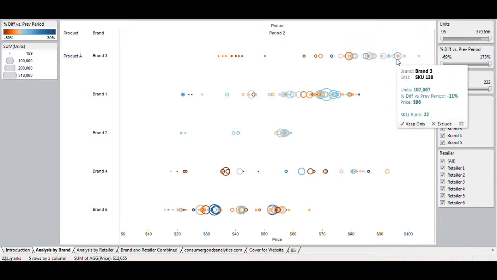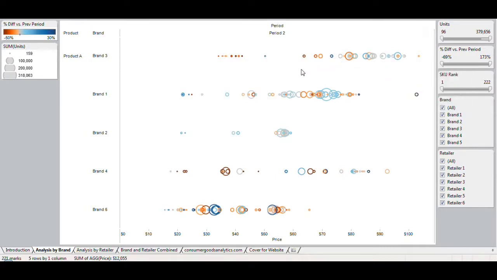This specific SKU 138, it's a bigger bubble, so it's towards the higher selling SKUs. It's selling minus 11% versus the previous period, and it's blue because that's more than the average. The overall category is down. It's giving us some information on the price of the SKU, and it's the SKU that's ranked number 22 out of all the 222 SKUs that are covered in this visualization.